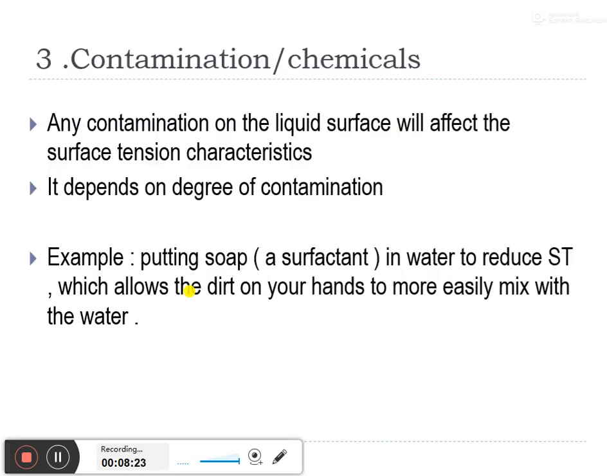And the third one is contamination, or chemical addition. Adding chemicals to a liquid will change its surface tension characteristics. The effect of adding a chemical to a substance is a change in its surface tension, and the value of the surface tension depends on the degree of contamination. Example, putting soap or a surfactant in water reduces surface tension, which allows the dirt on your hands to mix more easily with water.